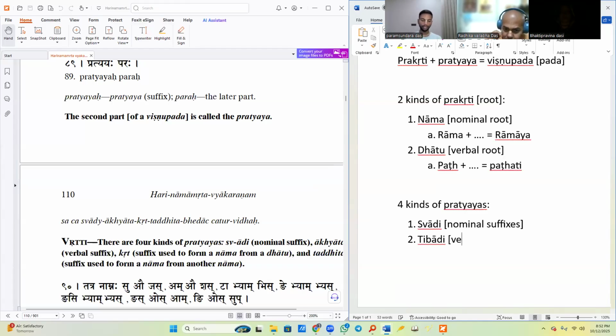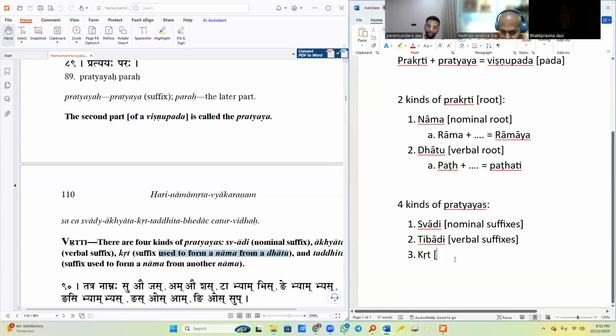They are the verbal suffixes. These are the suffixes which we apply after verbal roots. And then we get Patati, Patatha, Patanti, all those forms. Then the third kind is Krit. These are the suffixes used to form a noun.